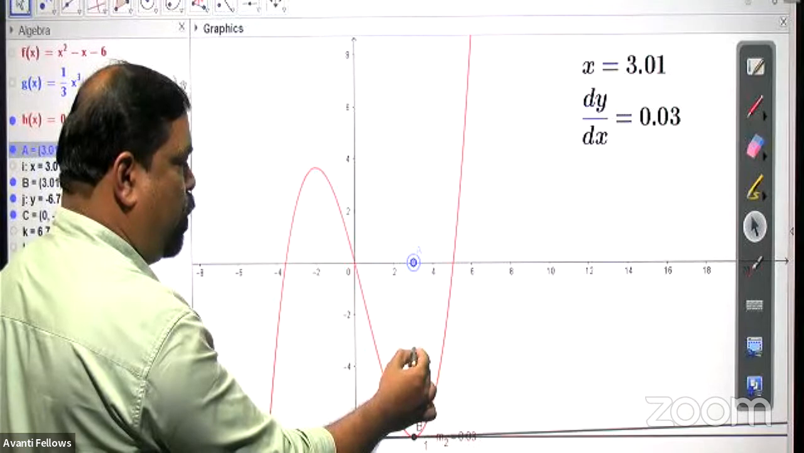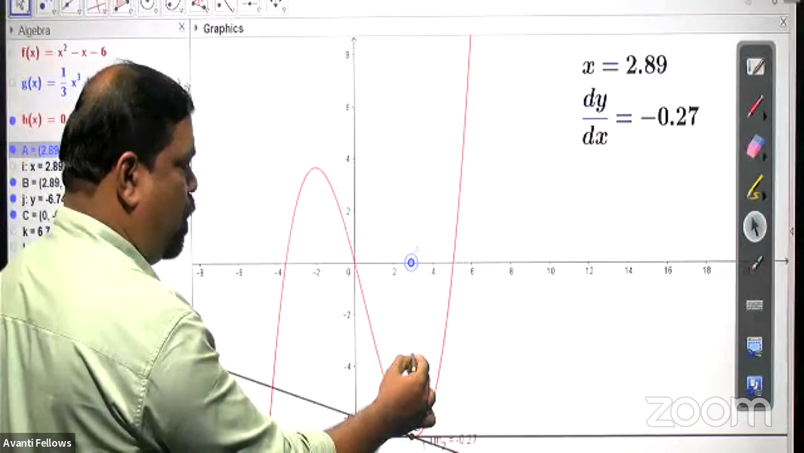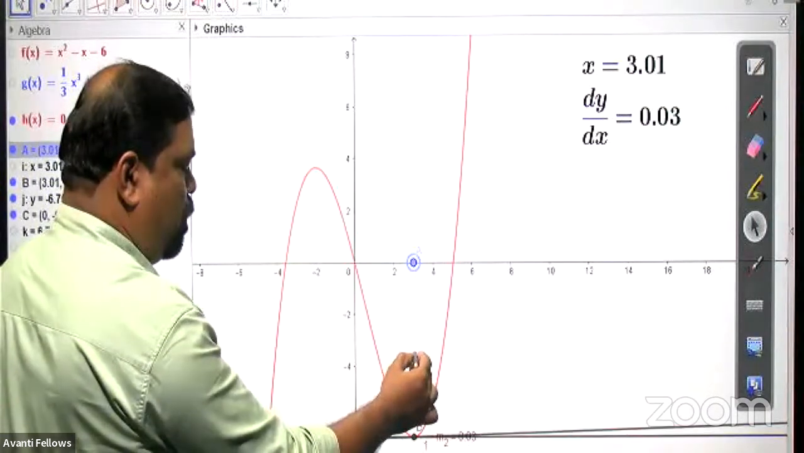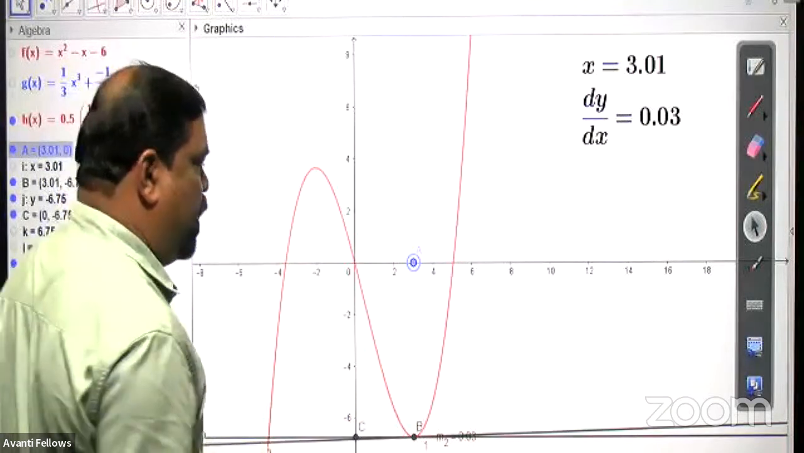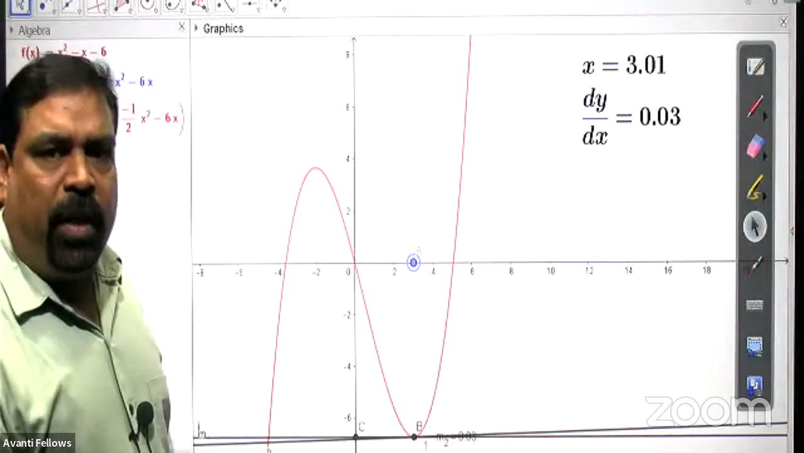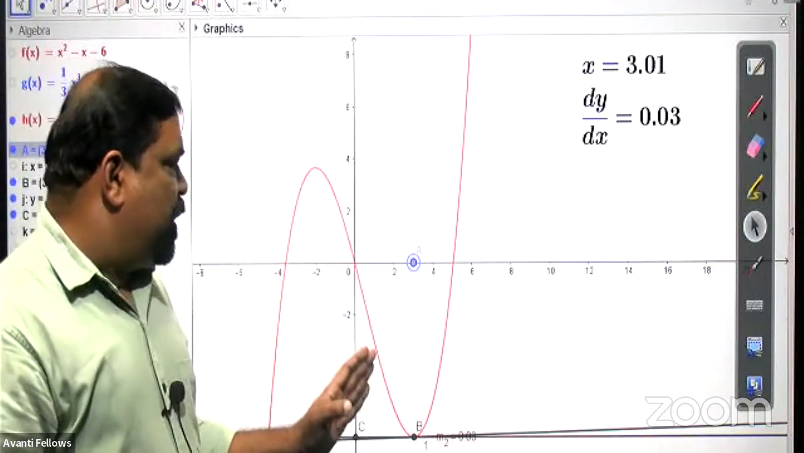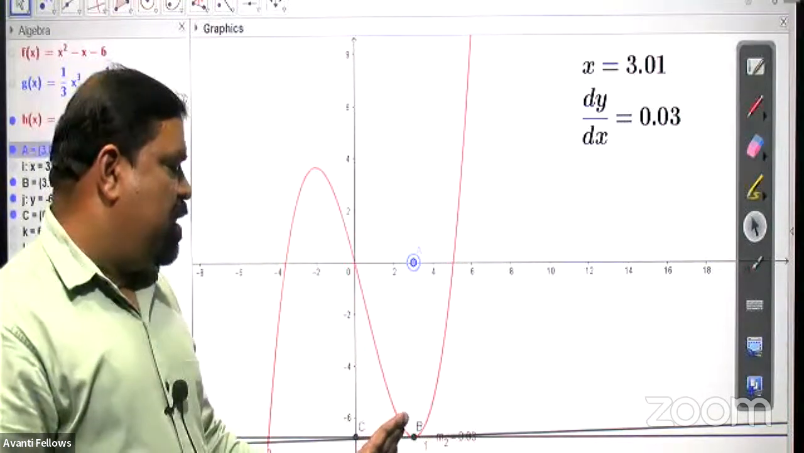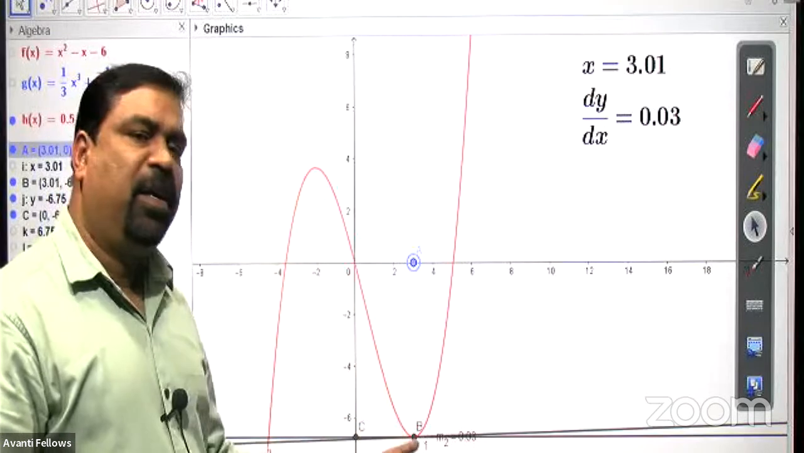It may be 2.5, sorry, 3 actually, in between 2 and 4. At that point also the derivative is 0. So 3 is also a turning point. So from -2 to +3, what is the nature of the function? The function is strictly decreasing.